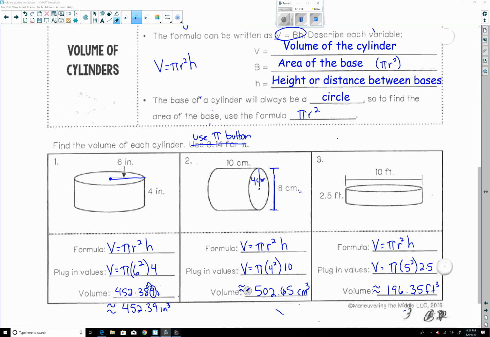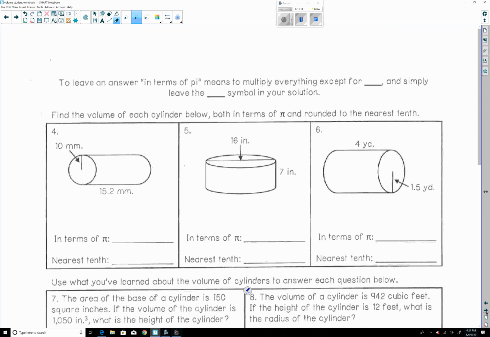Let's go on to the next page. We got a couple more notes to take and then a couple more examples to do together. On the next page, it says to leave an answer in terms of pi means to multiply everything except for pi and simplify by leaving the pi symbol in your solution. We're going to use the same formula. So volume equals pi r squared times height. And if we're going to leave it in terms of pi, we're going to plug in our values.